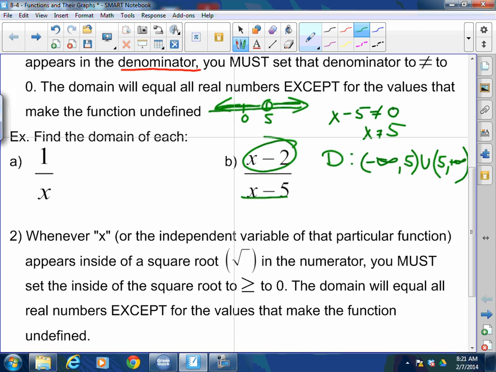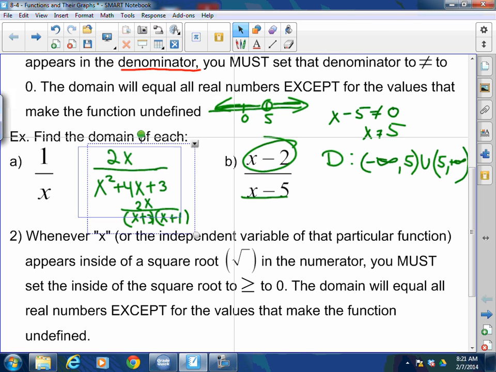You promise? I could go crazy on you, too. I could do something like this, 2x over x squared, I'm just going to make one up that's nice and easy, plus 3. Thank you, you have to factor. Thank you, 3 and 1. So now, check this one out though, okay? Actually, let me just go ahead and do this so we can see it properly.